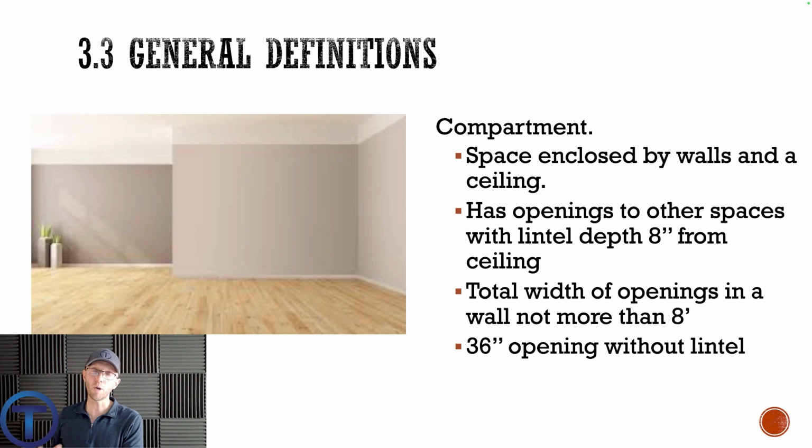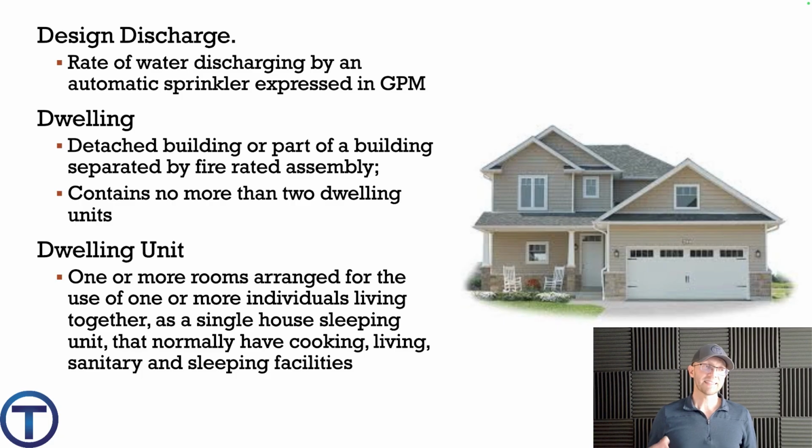And finally, you can have an opening that goes from this compartment to another with no lintel, so we've got an opening all the way to the ceiling. As long as it's not wider than 36 inches, that's going to create enough of a partition here to where we have a separated compartment. So that kind of gives us a definition for each compartment, which will be helpful later because we have to provide sprinklers in compartments. Design discharge is the rate of water discharged by an automatic sprinkler expressed in gallons per minute.